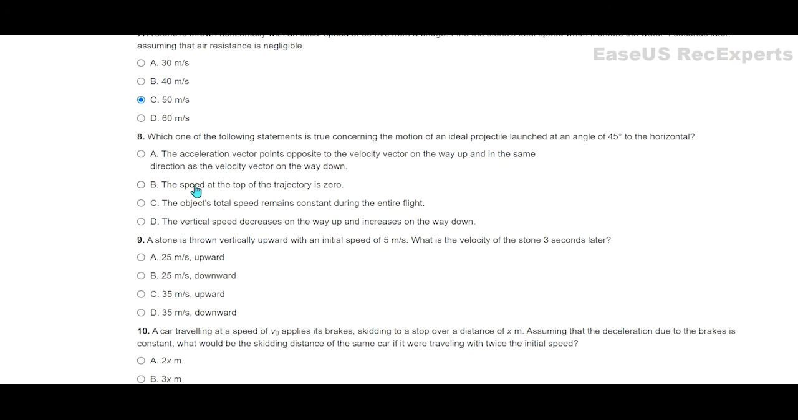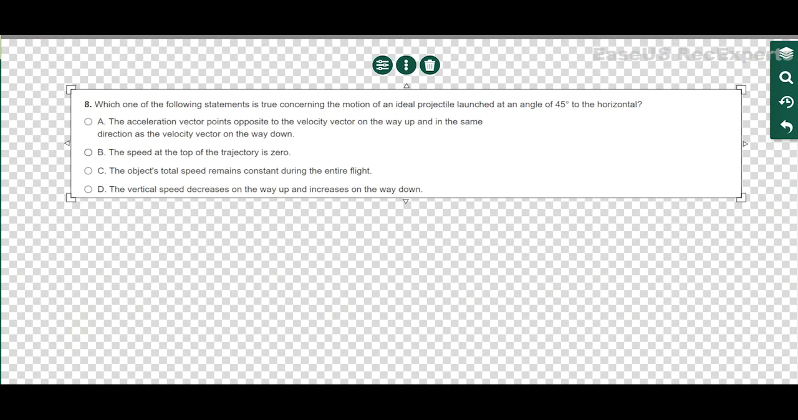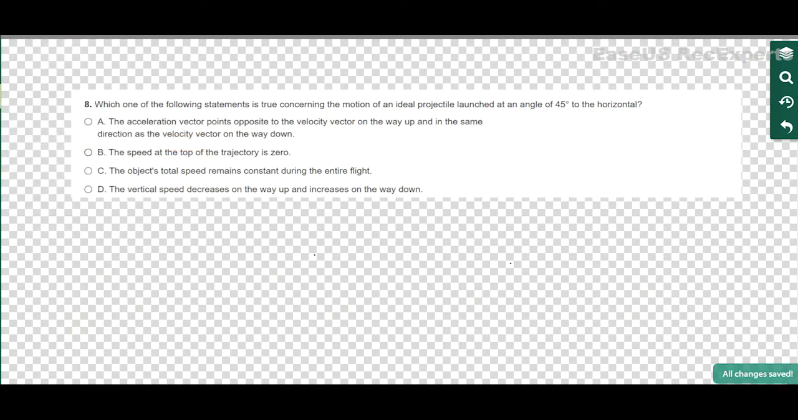All right, now which of the following, actually I don't need to screenshot this. Which of the following statements is true concerning the motion of an ideal projectile launched at an angle of 45 degrees to the horizontal? All right, actually I might need to screenshot this, sorry. All right, so with this, your diagram should look something like that, right? This should be what your trajectory should look roughly like, something like this.